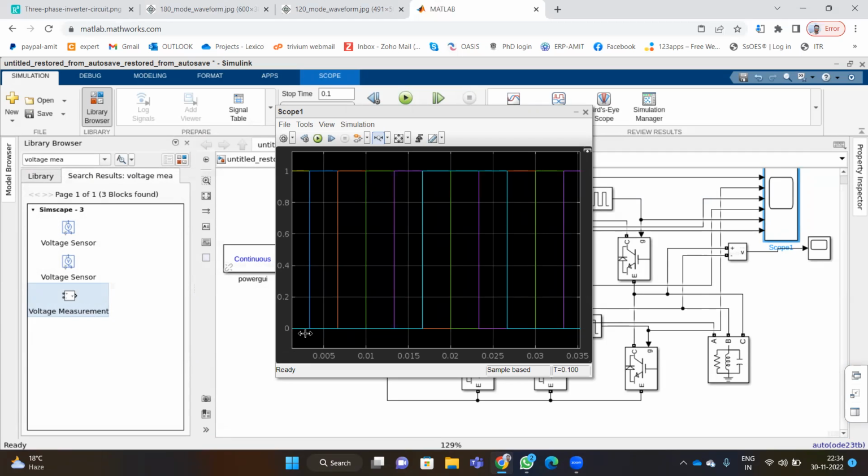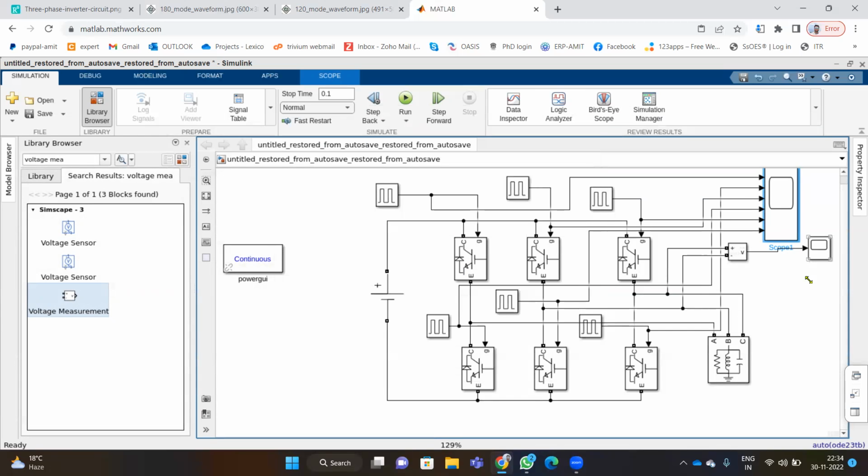So see, the first pulse is starting at 0 and it is continuing till this point. Then the blue one, then the red one. So you can see the pulses, all six in different colors, up to this blue color. So all these six pulses are continuing for exactly 180-degree mode and are shifted by 60 degrees from each other. And that's what our output voltage was.